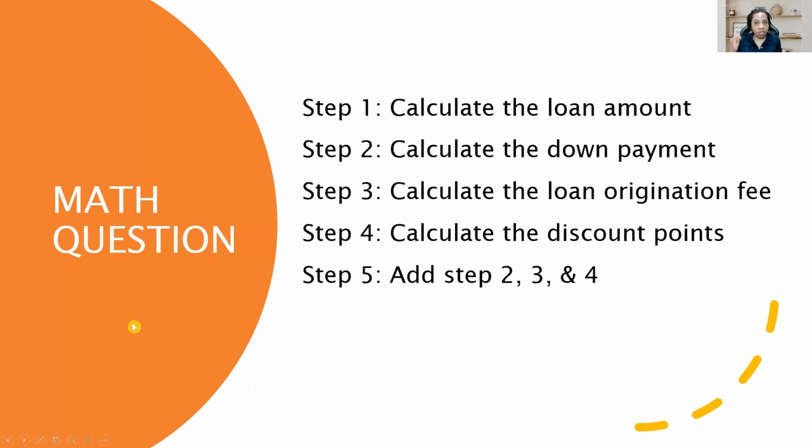First thing you need to do is find the loan amount. Then we find the down payment. Once we know the down payment and the loan amount, then we can use the loan amount to calculate the origination fee. We can also use the loan amount to calculate the discount points. And then finally, the question is, how much will this person have to bring to closing? So step 5, we're going to add up what we find in number 2, number 3, and number 4.